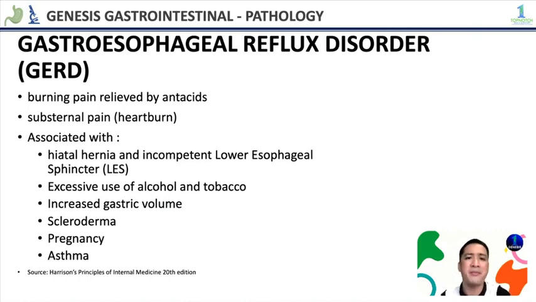Again, what are the common manifestations? You have burning pain, relieved by antacids, substernal pain, heartburn or pyrosis. Again, aside from the esophageal sphincter, excess use of alcohol, tobacco, caffeine, anything that can lower the esophageal sphincter tone can cause your GERD. Scleroderma, you think of connective tissue disorder, pregnancy, and some cases, gastroesophageal reflux disorder can exacerbate your bronchial asthma.